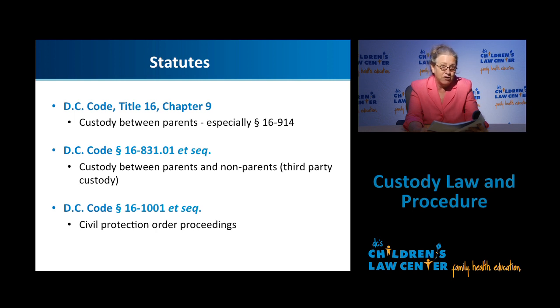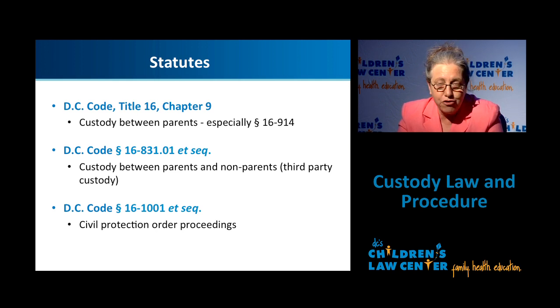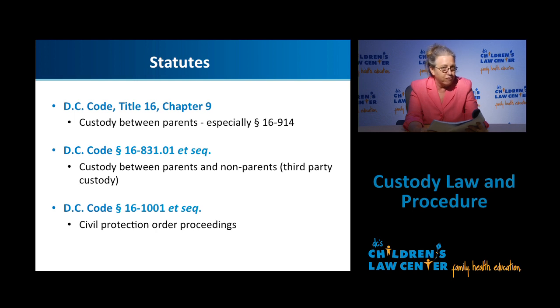This statute is known as the Safe and Stable Homes for Children and Youth Act, and it's at DC Code Section 16-831.01. I want to mention that this statute wasn't enacted until 2007. So if you read cases involving third-party custody that date from before 2007, you're going to want to read those cases with care, because some of the law may still be relevant, but some of it may not be relevant anymore because it's been superseded by the statute.